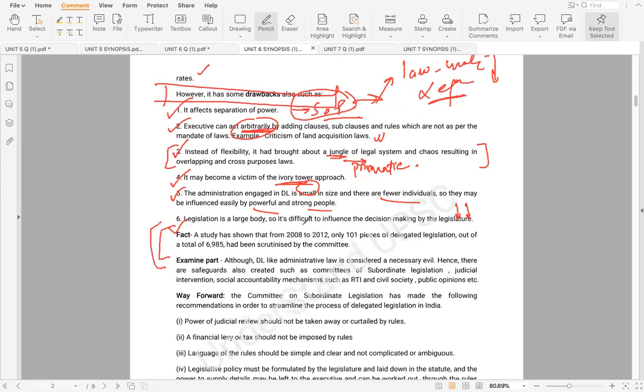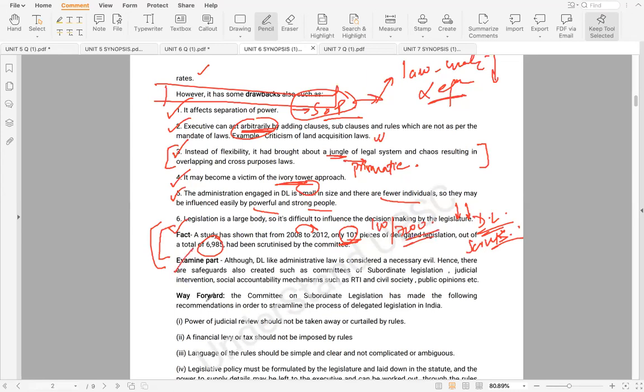A study has shown that from 2008 to 2012, only 101 pieces of delegated legislation, out of a total of 6985, had been scrutinized by the committee. Right. So this is again a negative, wherein we say that although delegated legislation is supposed to be scrutinized finally by the legislature, yet it is only 100 out of approximately 7,000 delegated legislation that have been scrutinized by the legislative committees.